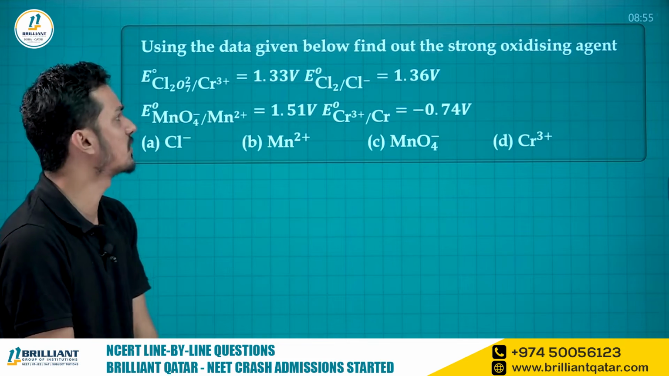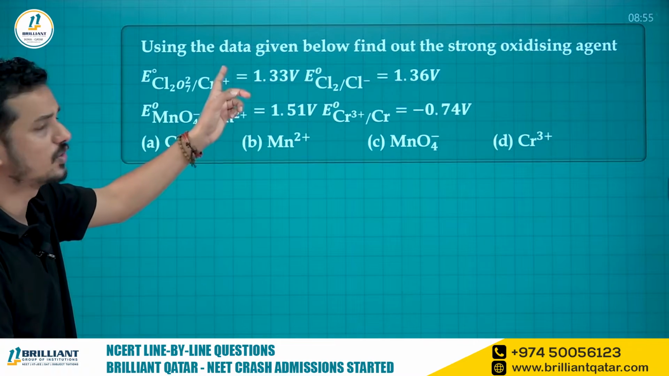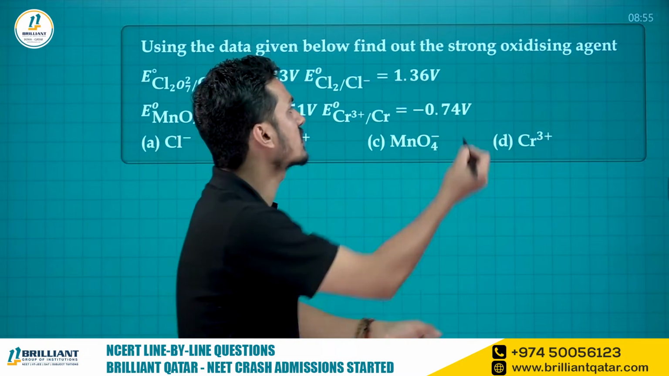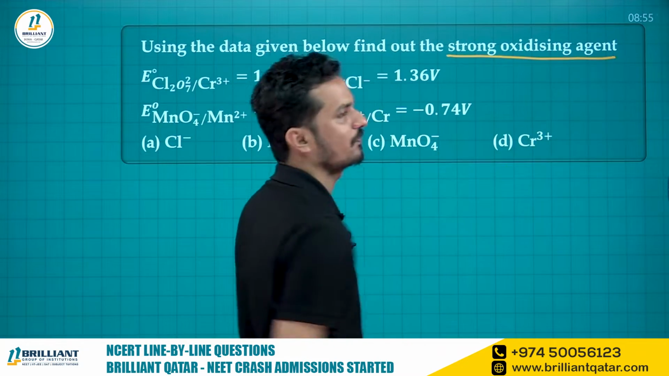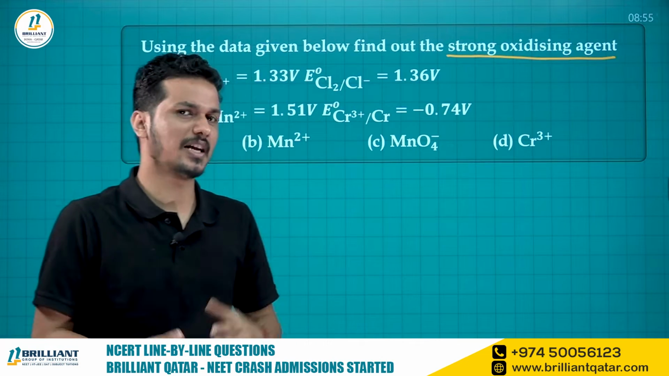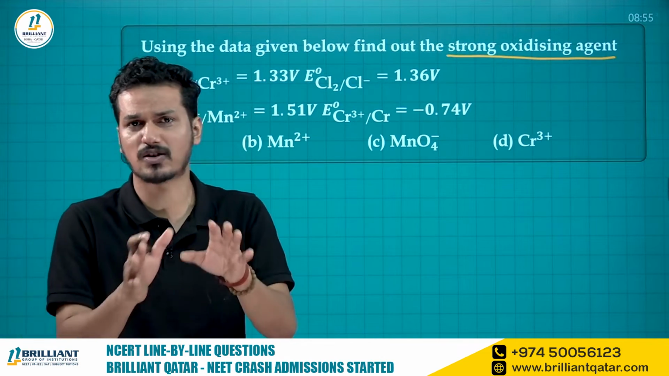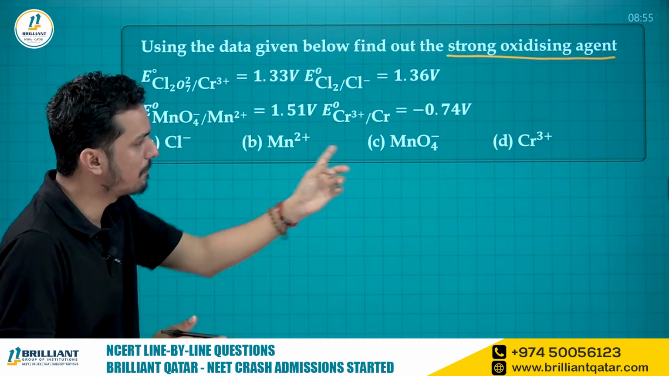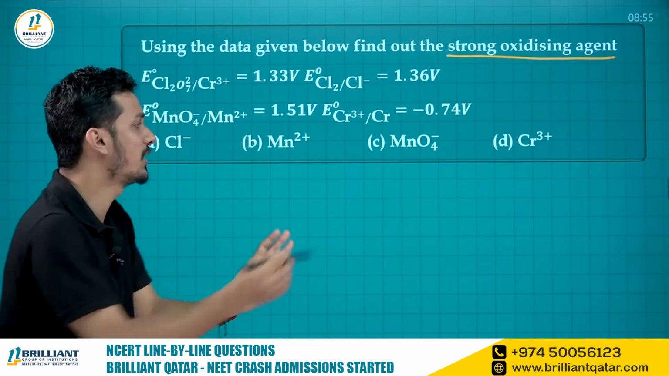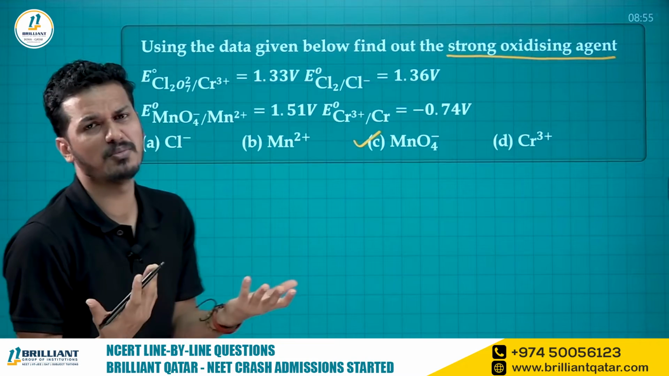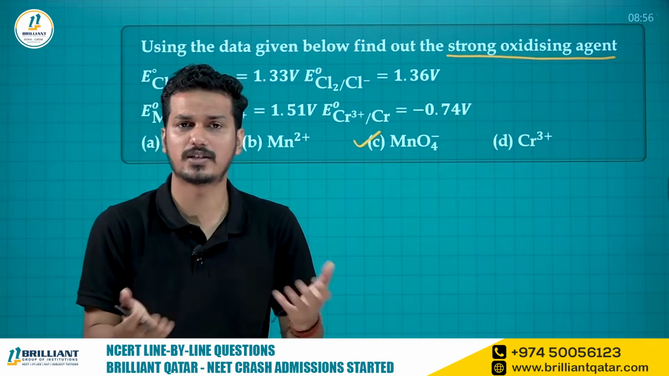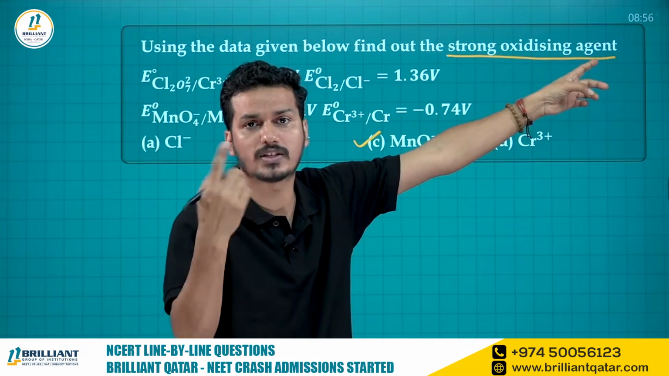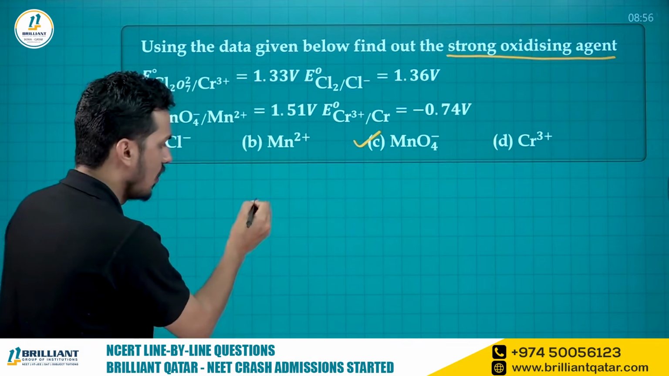Here is the question. Using the data given below, find out the strong oxidizing agent. Without looking at the data itself, we can tell the answer, because potassium permanganate is the strong oxidizing agent you are learning. So the answer is potassium permanganate, MnO4-. But you may wonder why, and there is a very simple idea we can use.